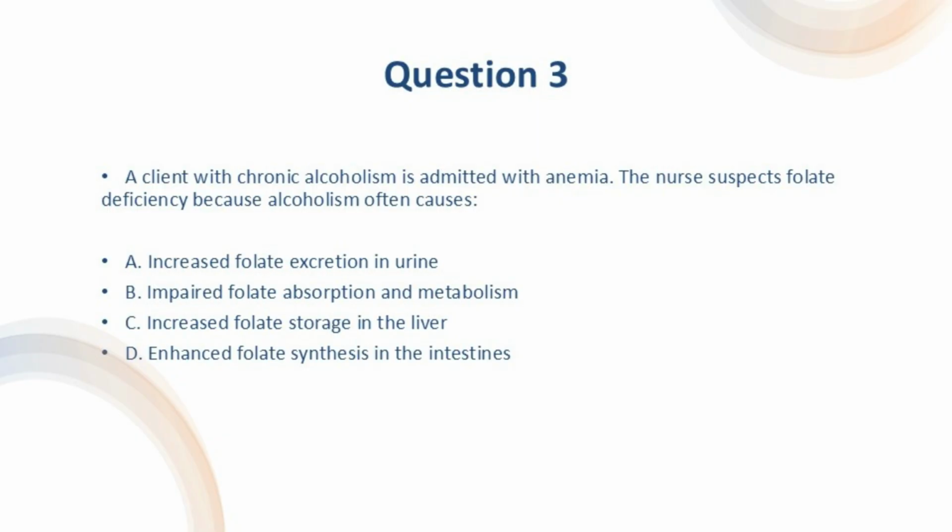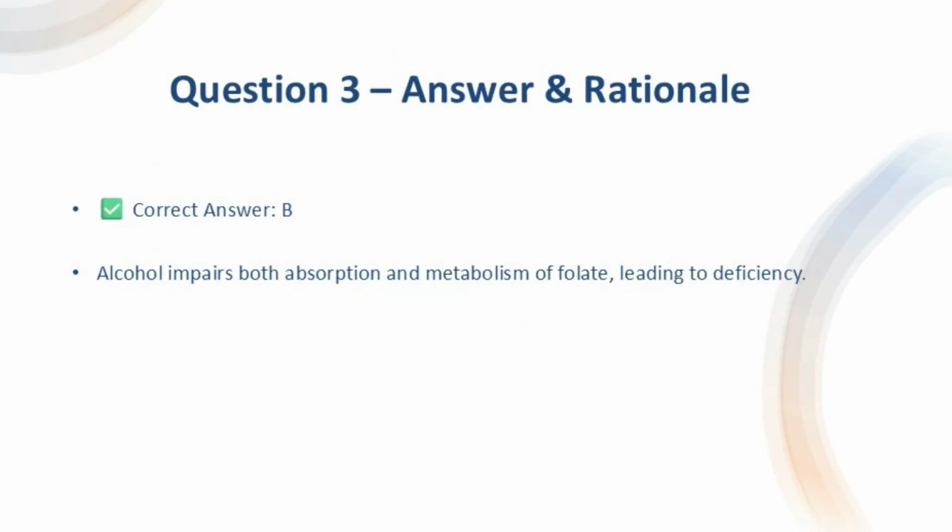Question 3. A client with chronic alcoholism is admitted with anemia. The nurse suspects folate deficiency because alcoholism often causes A. Increased folate excretion in urine, B. Impaired folate absorption and metabolism, C. Increased folate storage in the liver, D. Enhanced folate synthesis in the intestine. The best answer is B. Impaired folate absorption and metabolism.